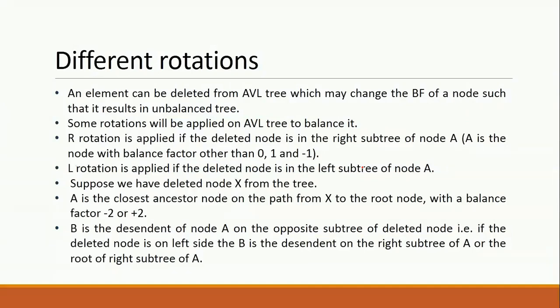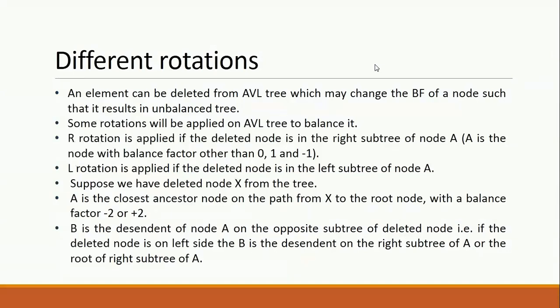Now suppose we have deleted node X from the tree. A is the closest ancestor node on the path from X to the root node with a balance factor of -2 or +2. From the deleted point, continue looking through the ancestors until the root node, to find the particular node where the balance factor has been disturbed.